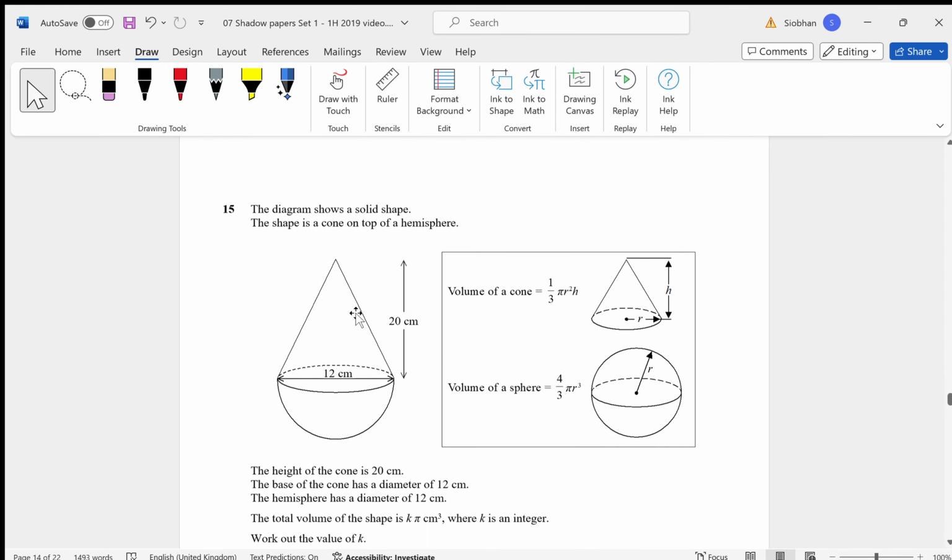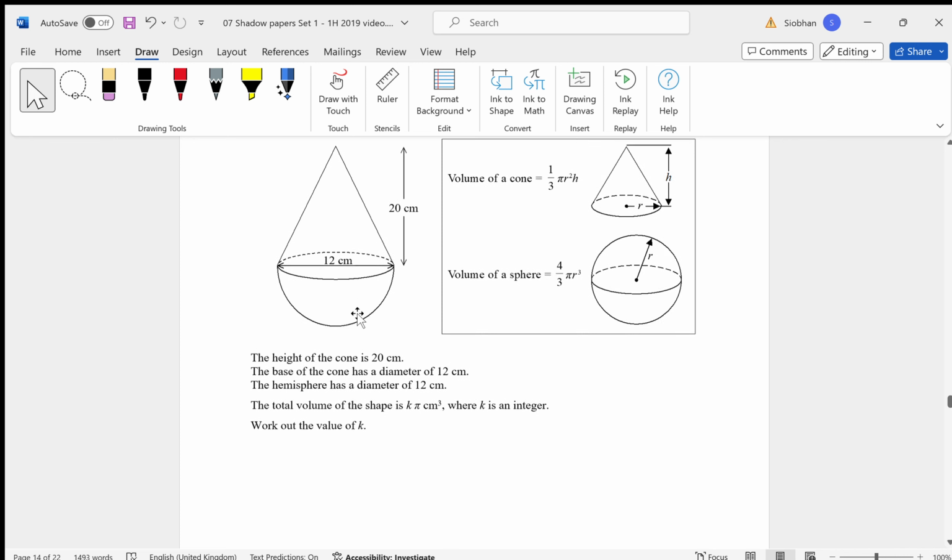Right, this one here was actually done pretty well by most people. So for this I would do it in 2 separate parts, which most of you did do. Now you've got a cone on the top and then you've got a hemisphere on the bottom. I would first of all just work with a sphere and then half my answer.